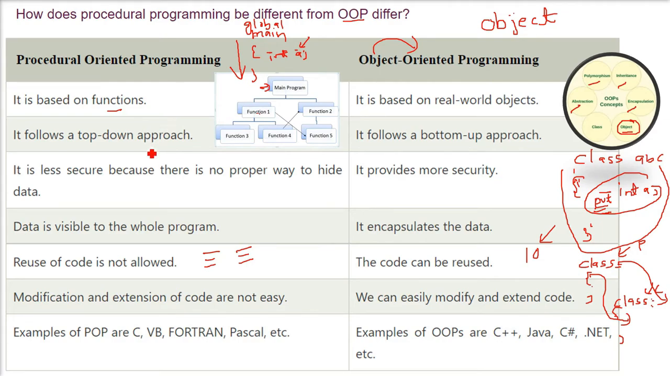In procedural, the examples are C, Visual Basic, Formula Translation or Fortran, and Pascal. In object-oriented, we have C++, Java, C#, and then we have PHP and Python. They are also object-oriented. PHP is for web, for server-side programming.